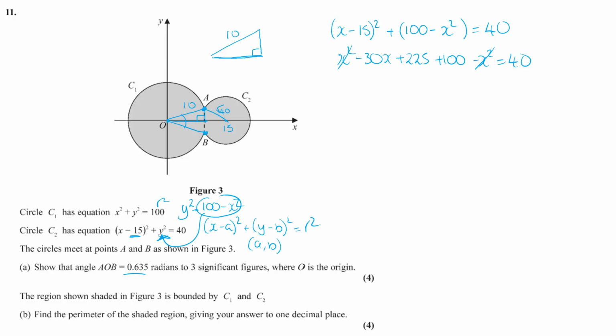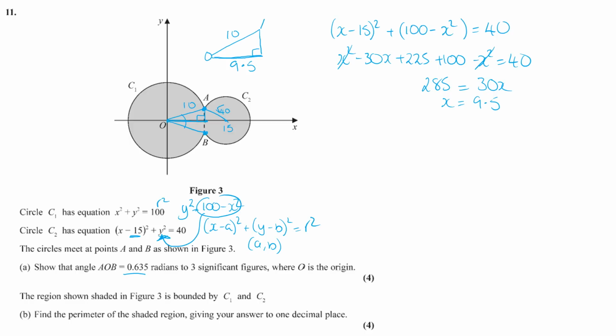The x squareds will cancel. 225 plus 100, take the 40 over, is going to be 285. The minus 30x on the other side will be 30x. And if you divide by 30, x is equal to 9.5. So that distance there up to where they meet is going to go in our triangle there.